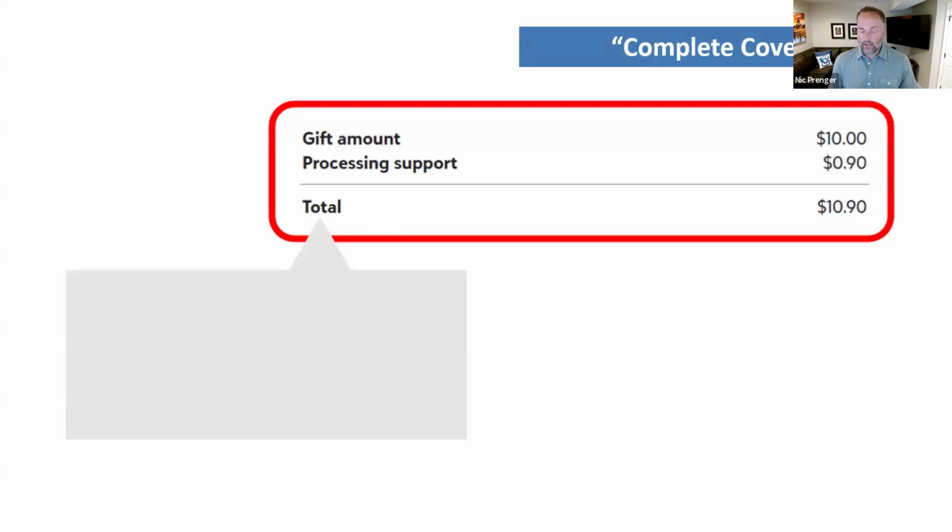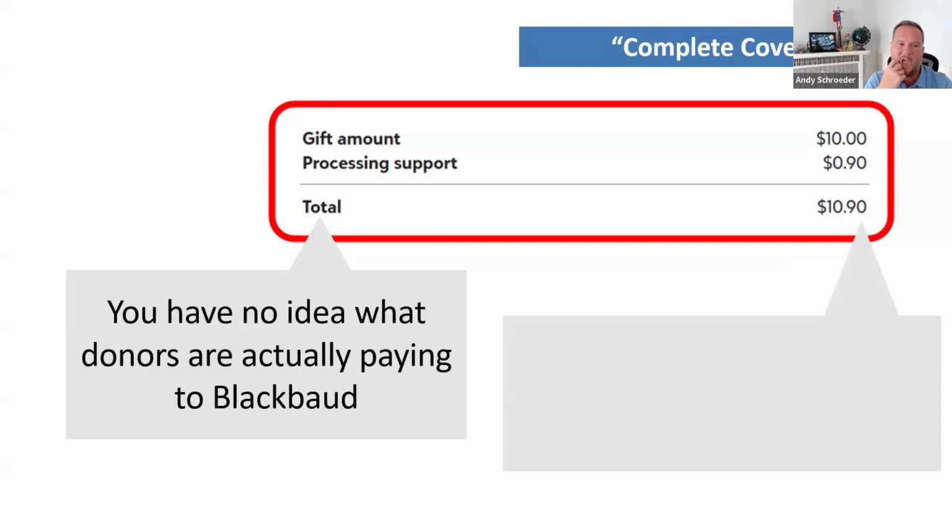A little bit larger scale hubbub that we've seen from using this for organizations. Two things. Number one is that you have no idea what donors are paying to Blackbaud. Andy, is that right? That is correct. So all we're going to get is the gift amount, and we don't know if it was 9%, if it was 10%, if it was 12 or 15%. We have no idea. Right, which makes people nervous, right?